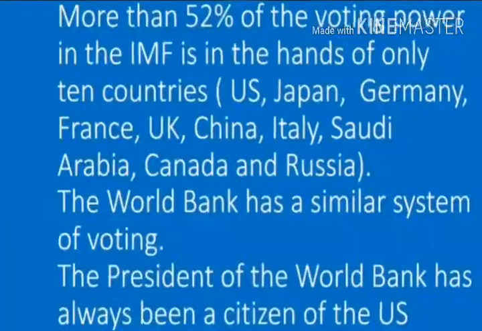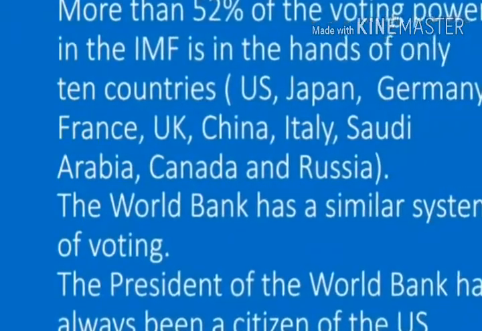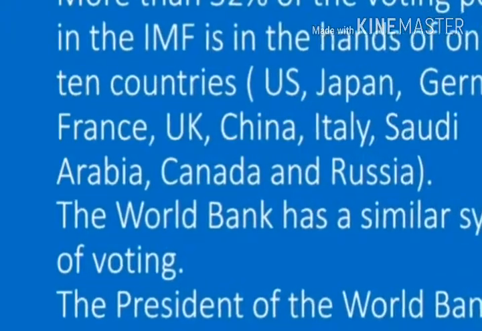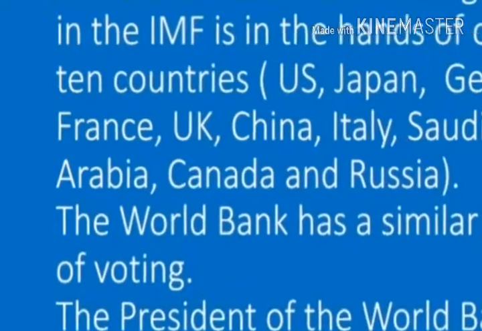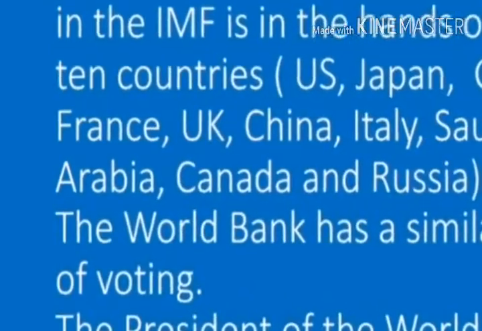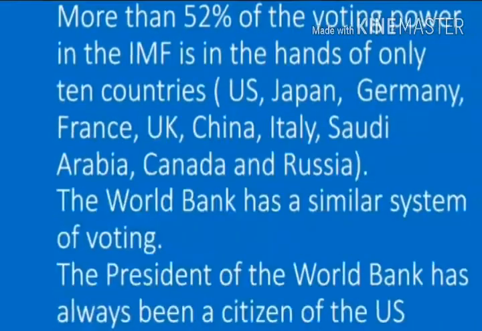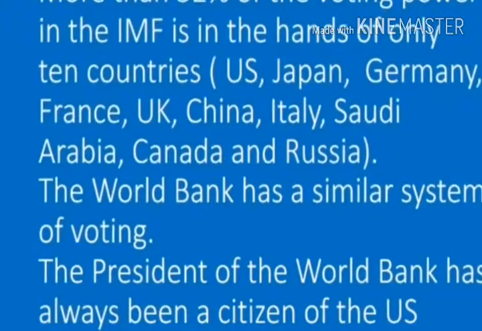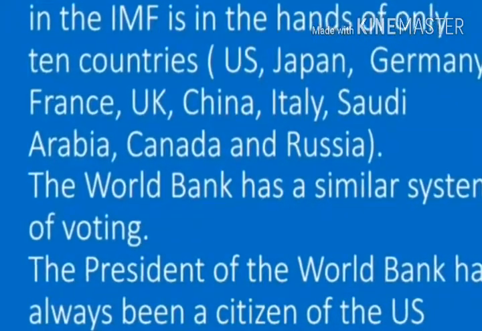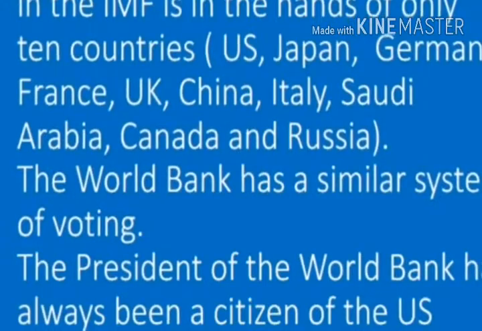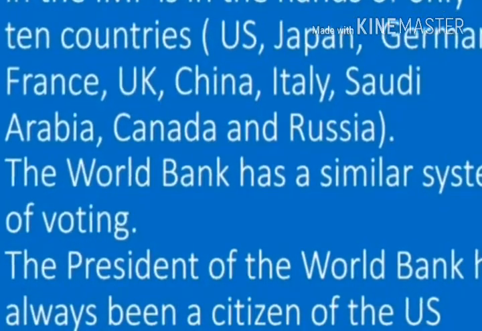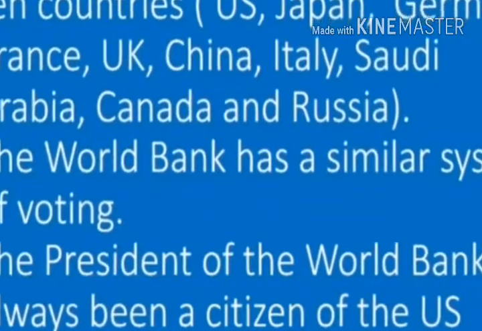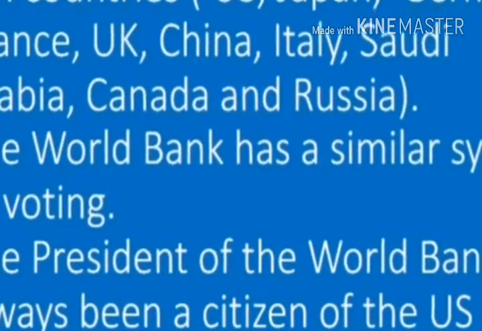More than 52% of the voting power in the IMF is in the hands of only 10 countries. And these countries are: US, Japan, Germany, France, UK, China, Italy, Saudi Arabia, Canada, and Russia. Student, the president of the World Bank has always been a citizen of the US, conventionally nominated by the Treasury Secretary, the Finance Minister of the US government.